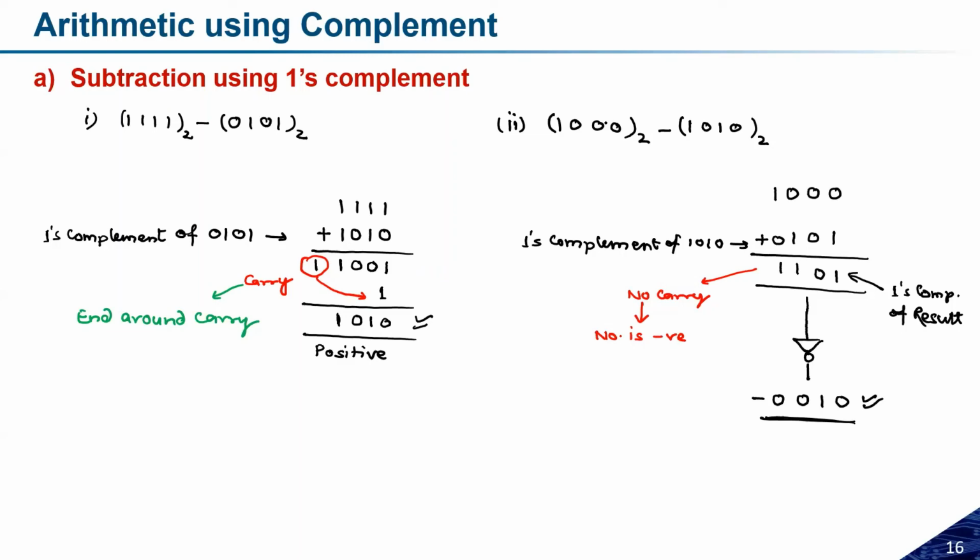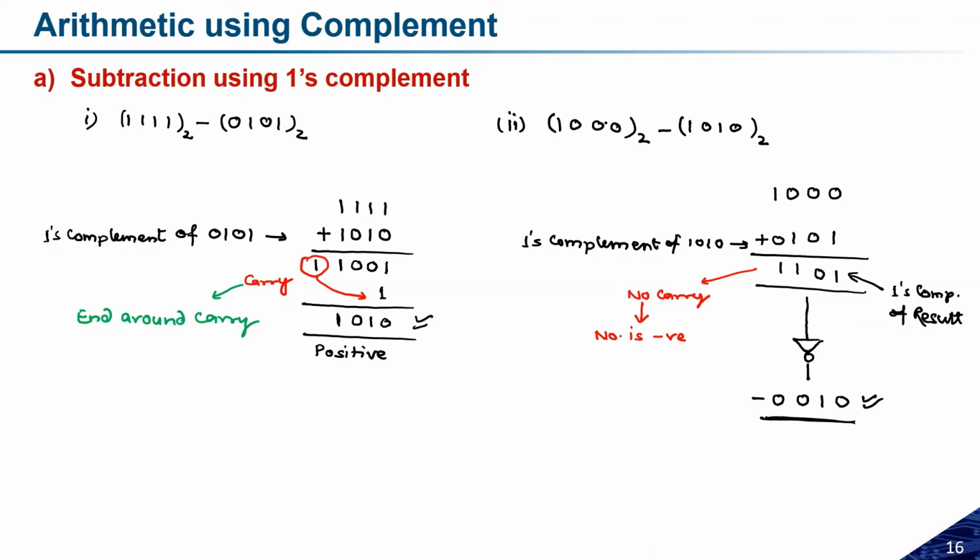Okay, so 2 points that you have to remember. The first point is if the carry is generated, immediately we can say the number is positive. Then that carry will be added again to the result we got, and that will become the final result. If there is no carry, then the result which we are receiving is the complemented form of the result. Then we have to complement it and we will get the final result.